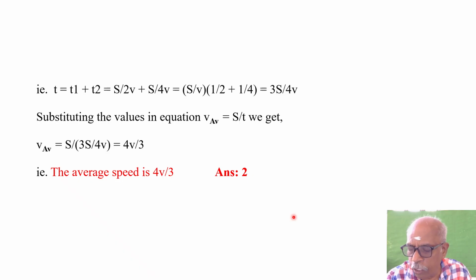So the point you have to remember is that average speed cannot be found by adding the two speeds and dividing by 2, but it should be found by the formula total distance divided by total time. That is the principle behind this question.